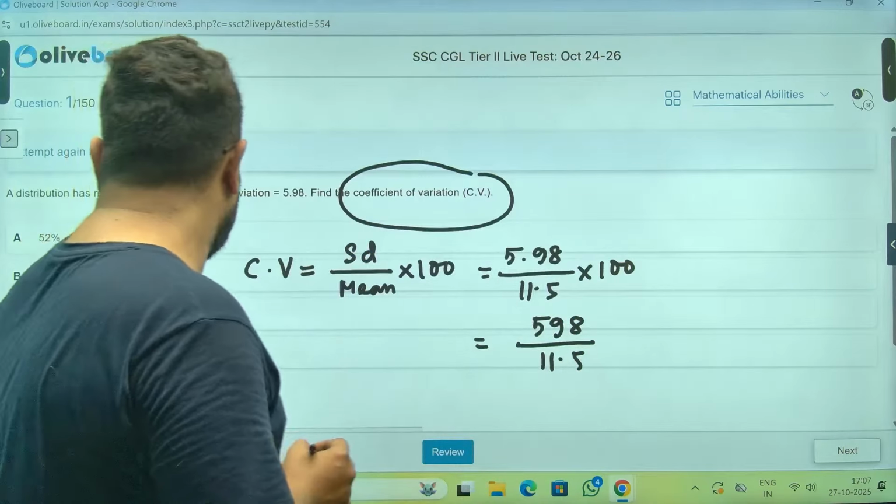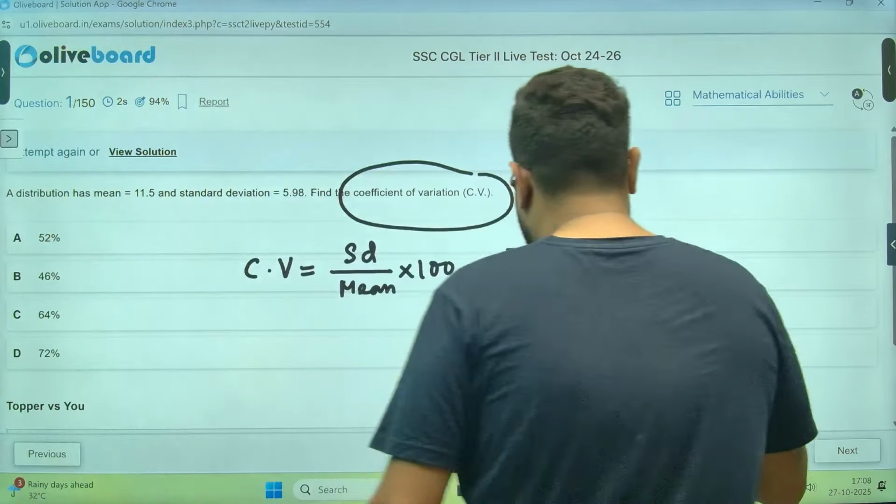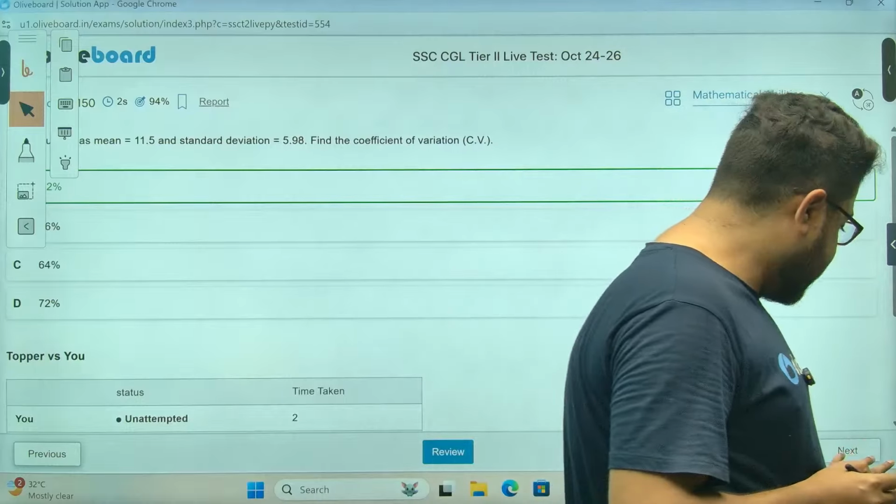Now again, I need the answer. Just use some logic and look at the options. It will be slightly greater than 50%. You see, 11 fives are 55; 11.5 into 5 is also just less than 598. So which option is just greater than 50%? Option A. That's definitely my correct answer. Very simple question.